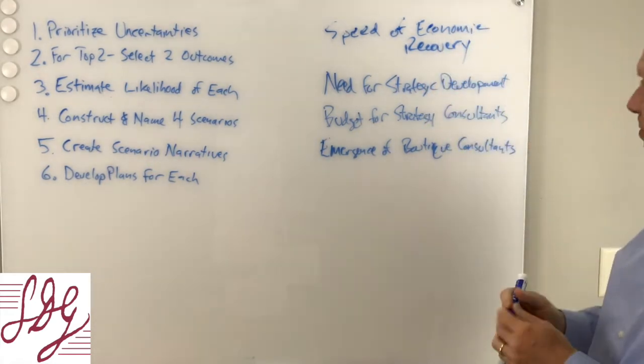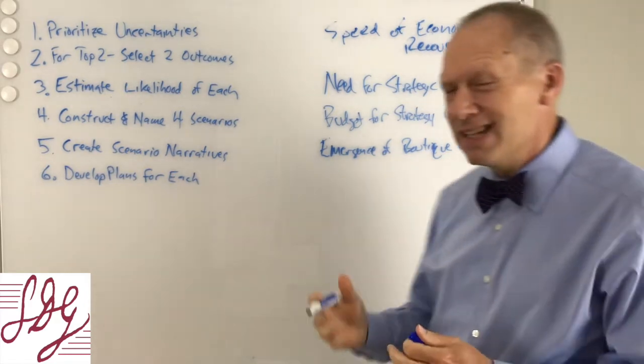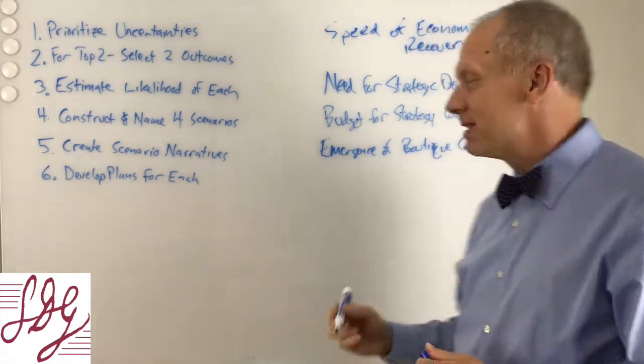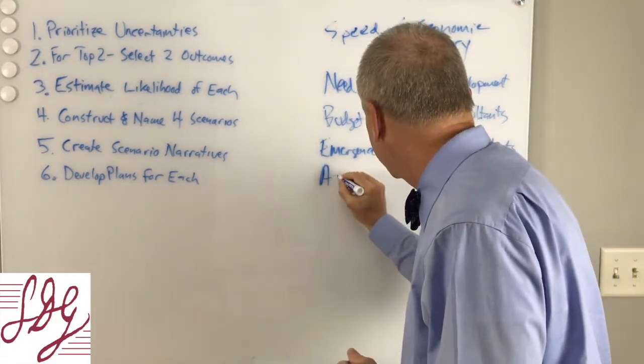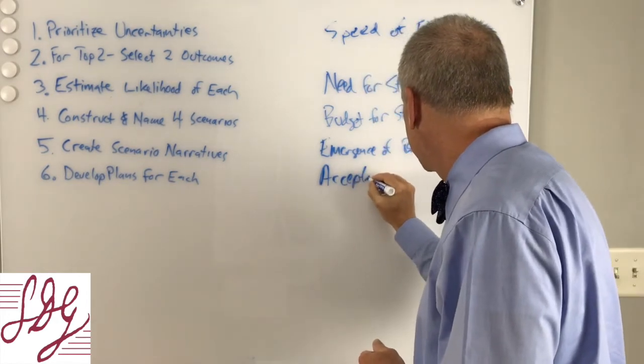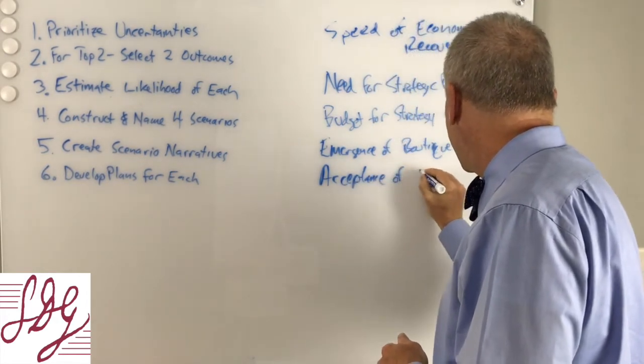So the next big uncertainty for me is this: it's a new model. What's the acceptance of that going to be? So the next is acceptance of the catalyst model.